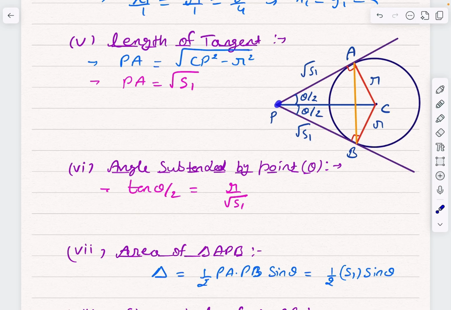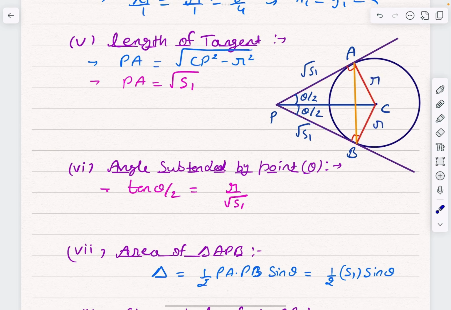From a point P, two tangents PA, PB are drawn. CA and CB are the perpendiculars drawn from the center to them. This will be the radius, this will be the radius. You will see both will be right angle triangles. CP will be common. You will see these two triangles will be congruent.